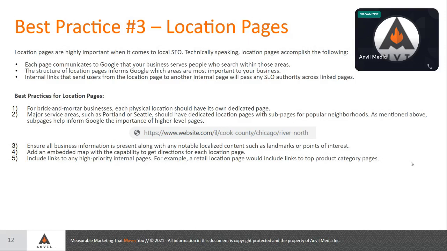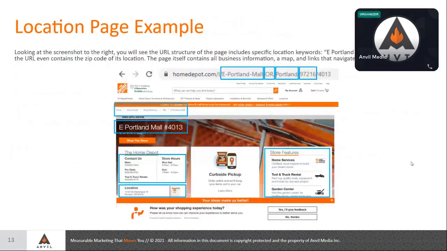Ensure all business information is present, along with any notable localized content such as landmarks or points of interest. You can add an embedded map with the capability to get directions to each location. And you can also include links to any high priority internal pages. For example, on a retail page, you would want to include links out to the top product or category pages.